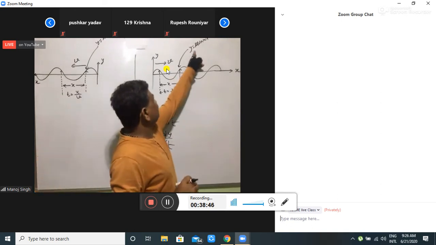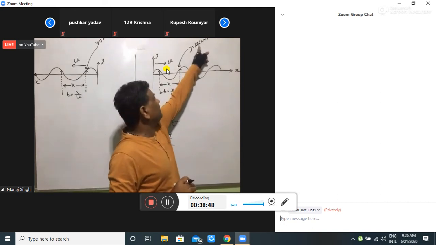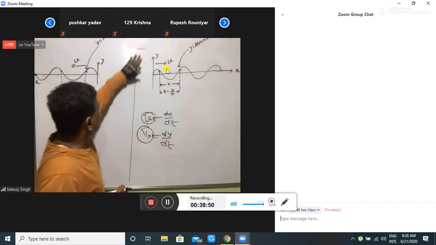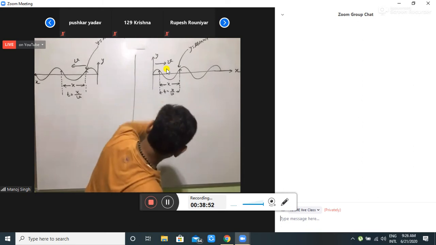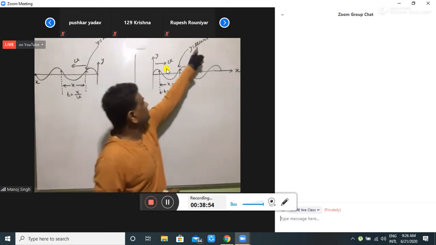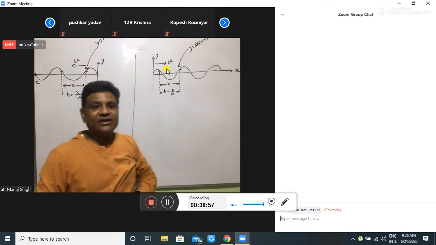This is the equation of SHM we are writing on the board here: y is equal to a sine of omega t. This is the equation of SHM.